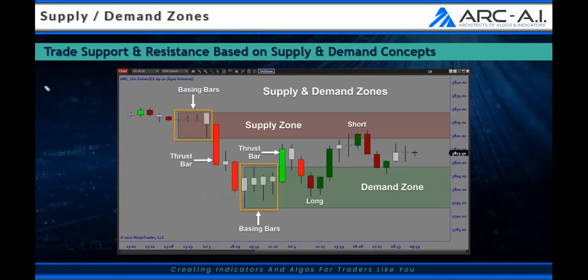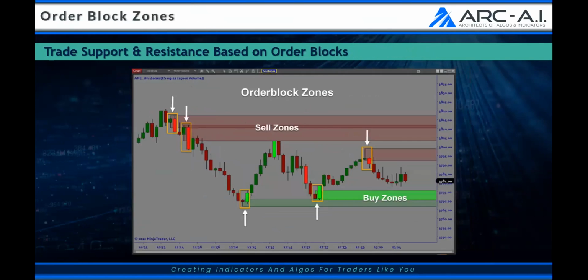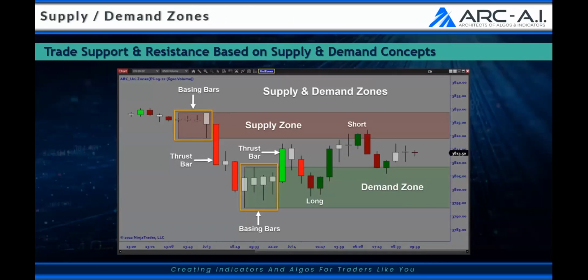Then we have support and resistance based on supply and demand concepts. Arguably one of the most important concepts you can know as a trader is understanding supply and demand, and more importantly, understanding how to trade it. Because of course, knowing how to trade something is very, very important. And this is one of the most powerful concepts in trading for sure. This tool will do that for you. It will plot these zones automatically for you.